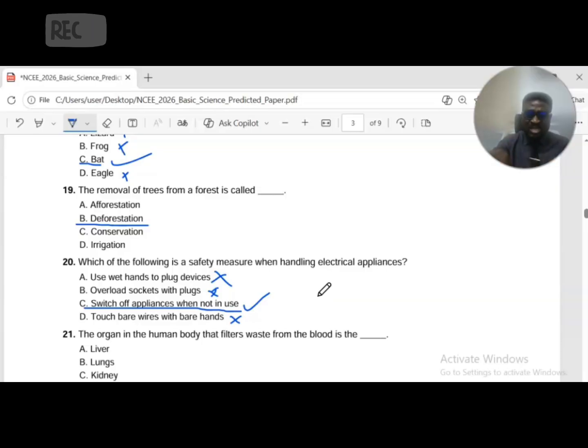That's why I underline them at some point to say these are the key words to keep in mind that will inform your answer. So going by this question again, which of the following is a safety measure? The ones with the X mark do not go in line with safety at all. They are not safety measures to be applied in dealing with electrical appliances. But when you switch off appliances when not in use, that is a safety measure.